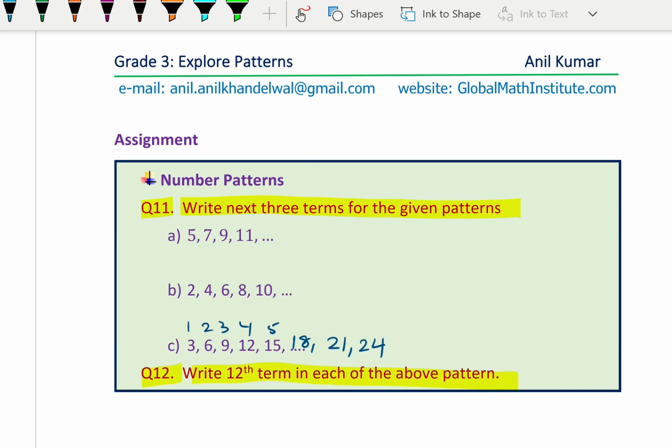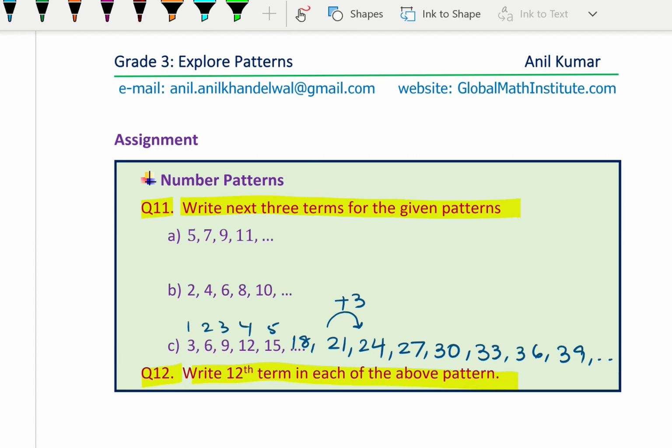Or you can think we are adding 3 by adding 3 each time. So you could do that also. Add 3 and then keep on going like this, correct? So we have 33, 36. Well, we are going further.